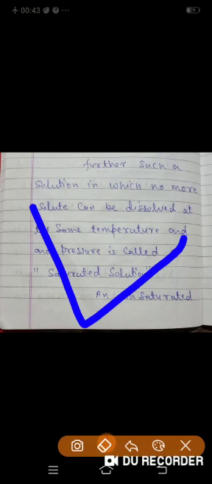Okay, so I am coming to the next page. Further, a solution in which no more solute can be dissolved at the same temperature and pressure is called a saturated solution. As I told you, if in 2 liter of water at 25 degrees Celsius you added 30 gram, it means equilibrium is reached, crystallization and dissolution are both in equilibrium. So this solution condition is known as a saturated solution.